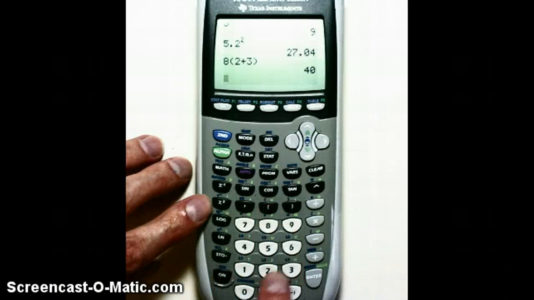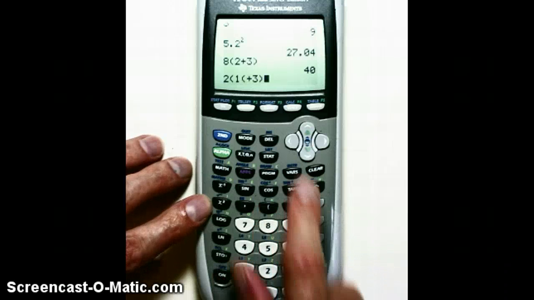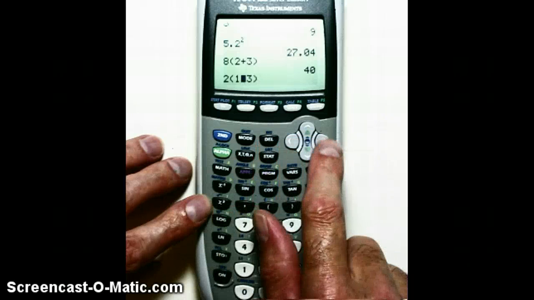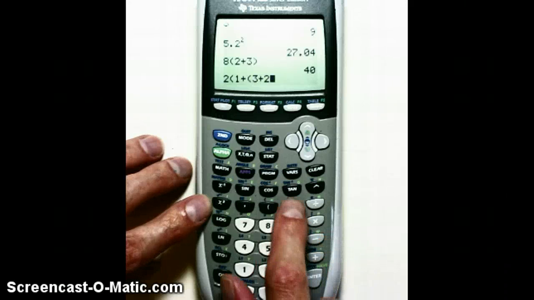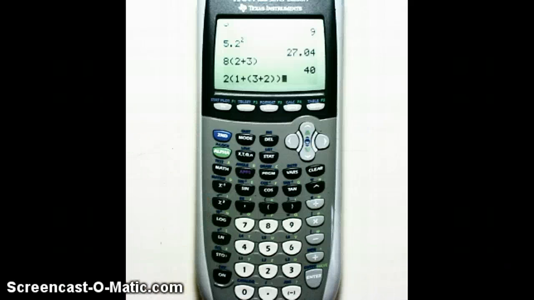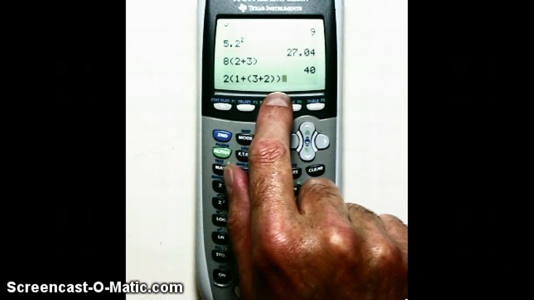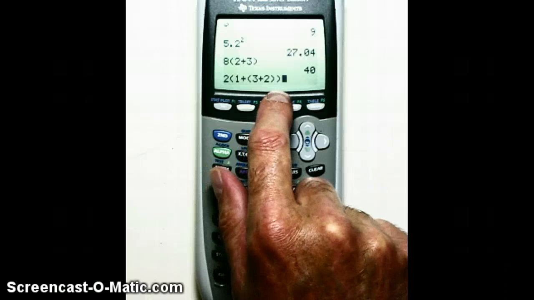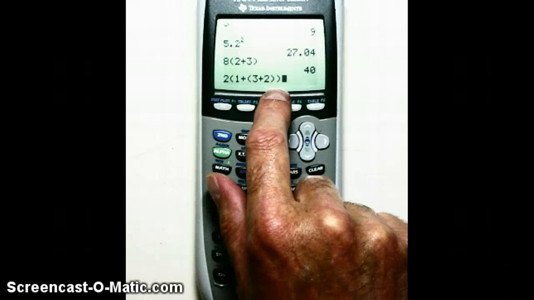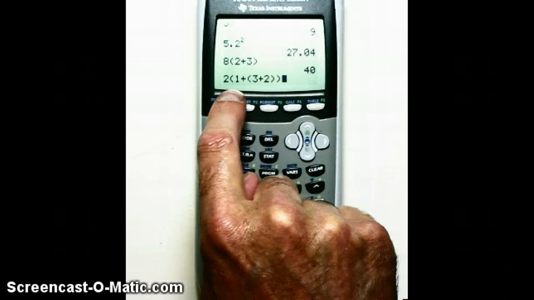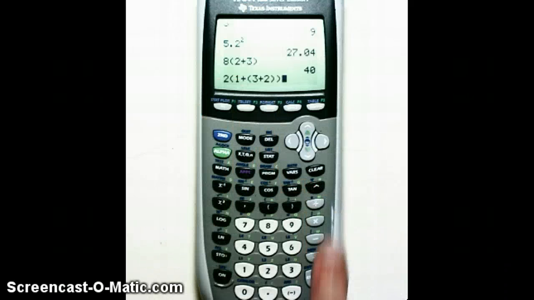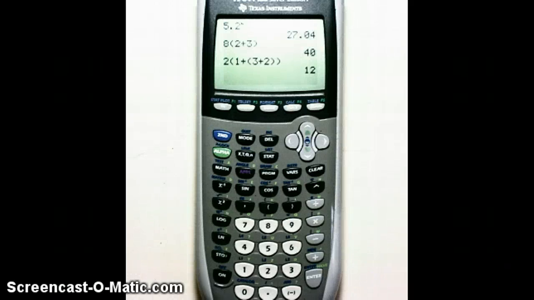Now parentheses could be a little complicated. 2, left parenthesis, 1, left parenthesis, plus 3, right parenthesis. I just messed up there. Delete. Left parenthesis, 3 plus 2, right parenthesis, right parenthesis. Now, it would be nice if we could use brackets here, but the calculator does not use that, so we shouldn't cry over it, okay? It's going to do this operation first, which is 5, then it's going to add 1 and have 6, and times it by 2, which would be 12. Okay, well, everybody knows that.